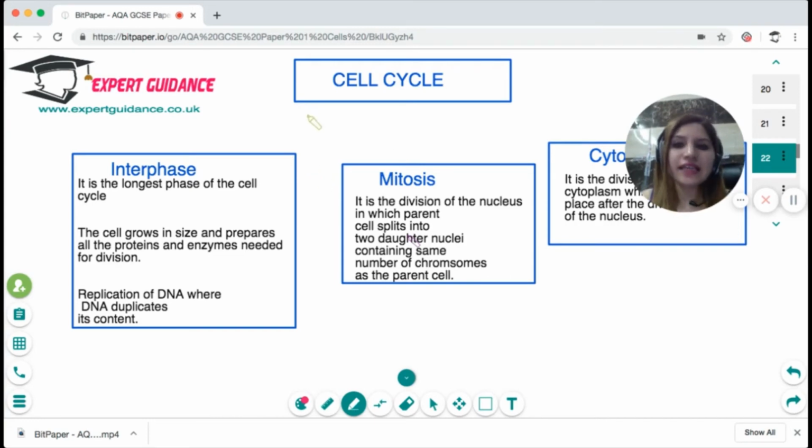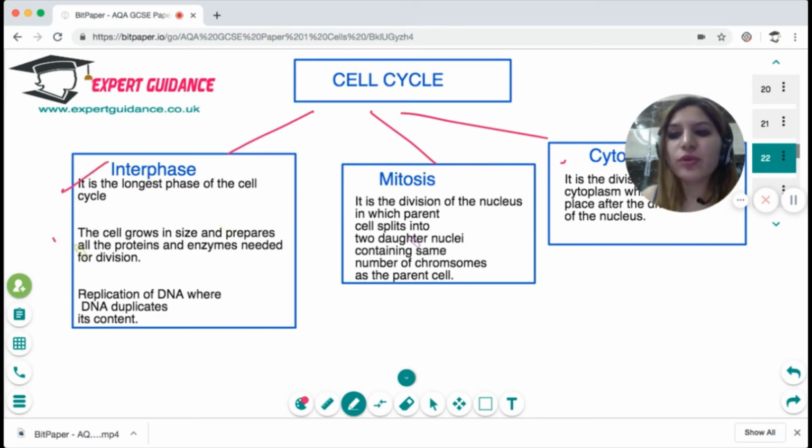This cell cycle is divided into 3 stages. First is the preparation phase, which is the interphase stage. It is the longest phase of the cell cycle, in which the cell grows in size and prepares by making all the proteins and the enzymes needed for cell division. And the very important step that takes place in the interphase stage is the replication of DNA, where the DNA duplicates its content. After this preparation or interphase stage is done, then comes the mitosis stage.